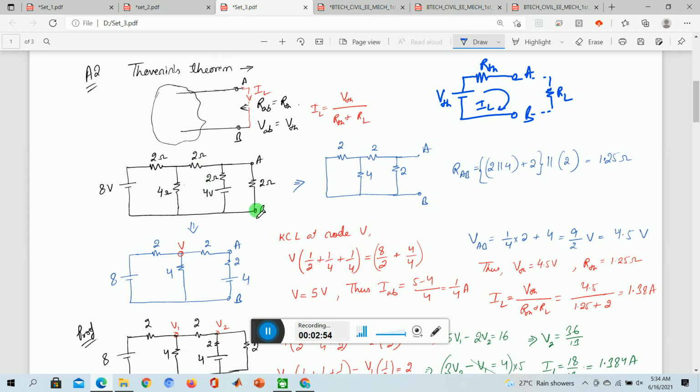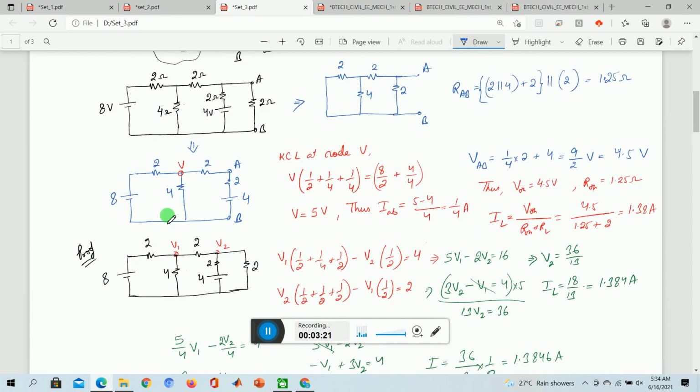Now let us solve this problem using Thevenin's theorem. A very simple thing is, first let us find the value of RAB. Remove this 2 ohm, and replace the rest of the sources by their internal resistance. Now this is a very simple circuit: these are in parallel, in series with 2, combined in parallel with this 2, so it comes to around 1.25 ohm.